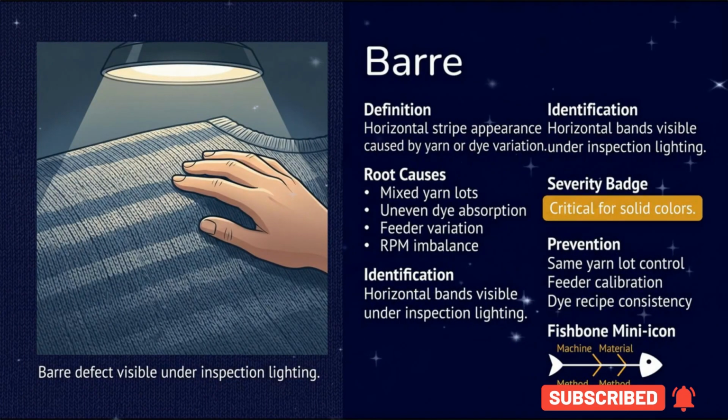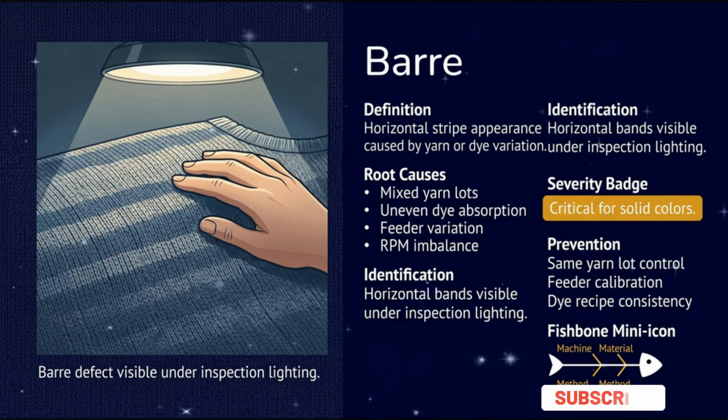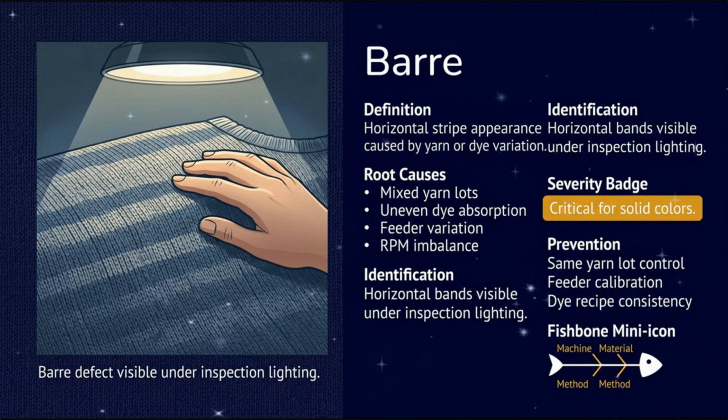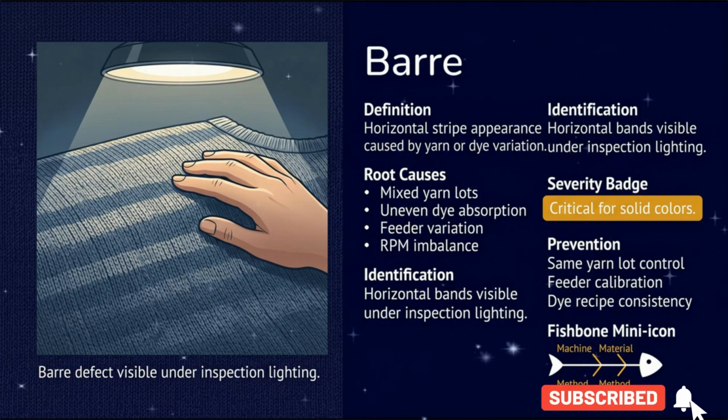Next is bar, which shows as horizontal bands visible under inspection lighting. It is often caused by mixed yarn lots, uneven dye absorption, or mechanical issues like feeder variation. For solid colors, this is considered critical. Prevention focuses on strict control of yarn lots, feeder calibration, and maintaining consistent dye recipes.